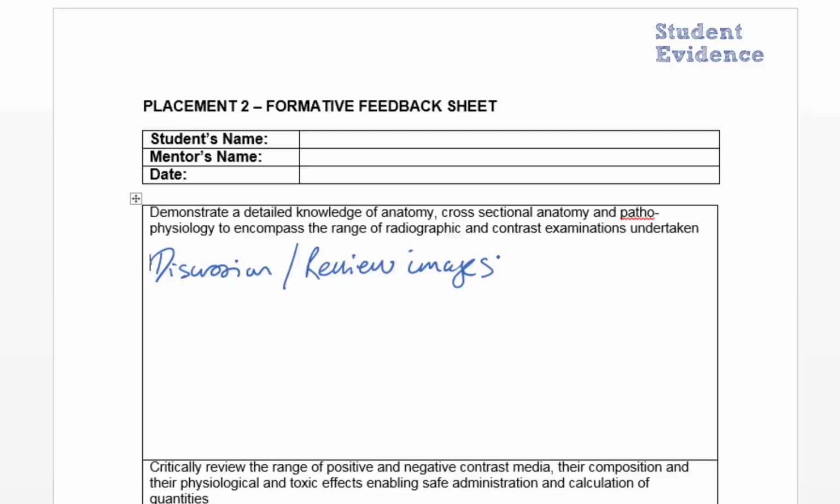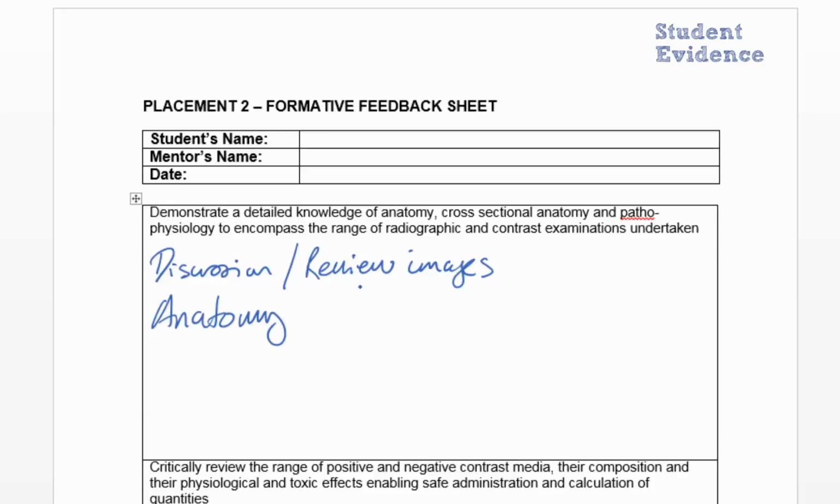The students are also given anatomy worksheets as part of the module, so their completion of those anatomy worksheets will obviously be providing evidence for the meeting of this particular competence.